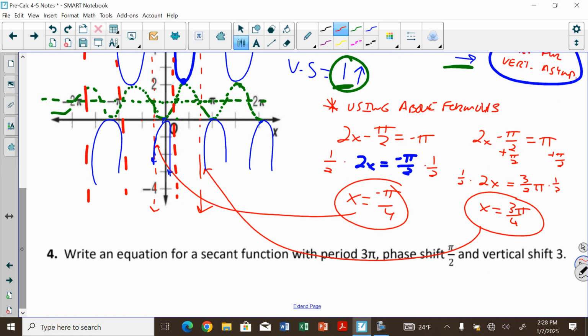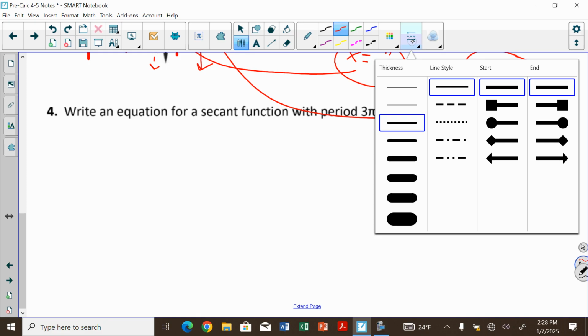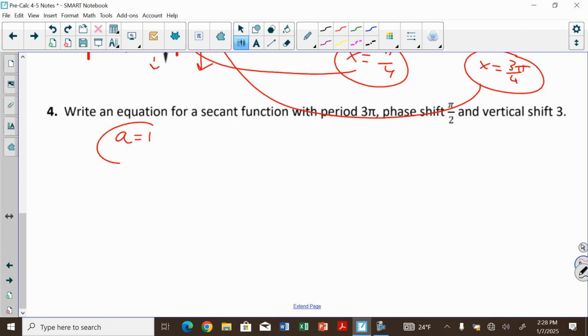Okay. All right. Finally, the last thing. We are going to write an equation with a secant function with a period of 3 pi, the phase shift of pi over 2, and the vertical shift. So they don't give us any information here. All they give us is A, for amplitude, so I know my A is equal to 1. They didn't give it to us, so I'm just going to give that to you there. And they give us a vertical shift of 3, so D is equal to 3. I know that. Now I have to find my B and my C.